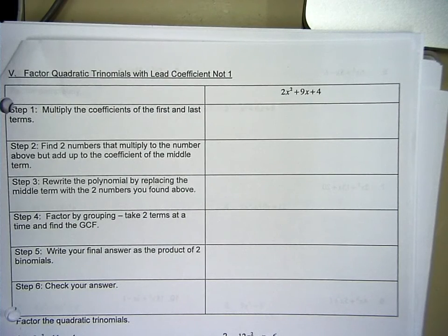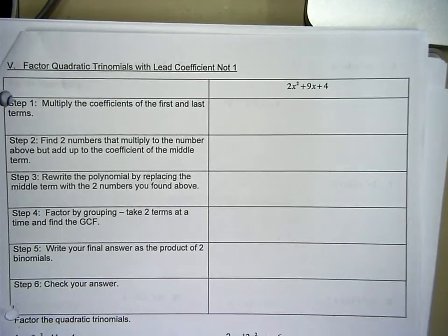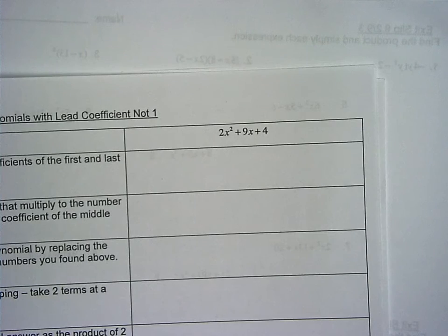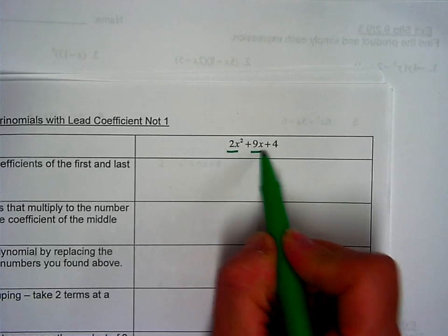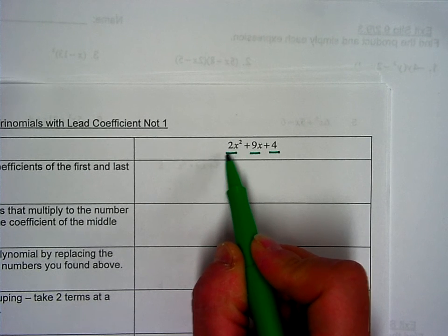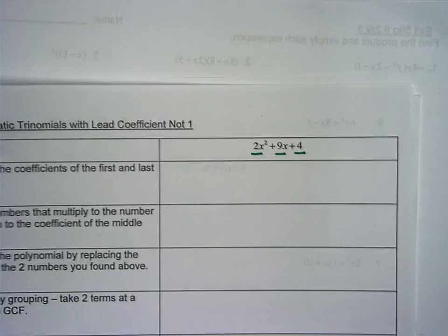Okay, today we're going to learn another way to factor, and this is for problems that are quadratic trinomials, things that have three terms and the highest exponent is an x squared, but where the number in front of the x squared is not 1. Okay, and this is page 13 in your notes right now.